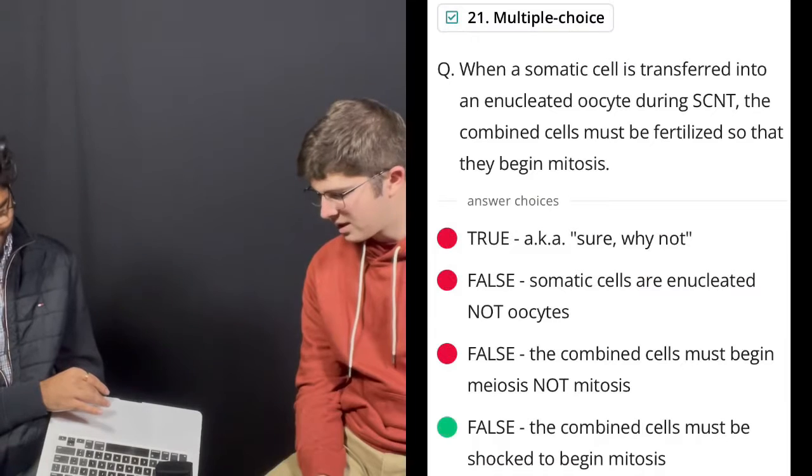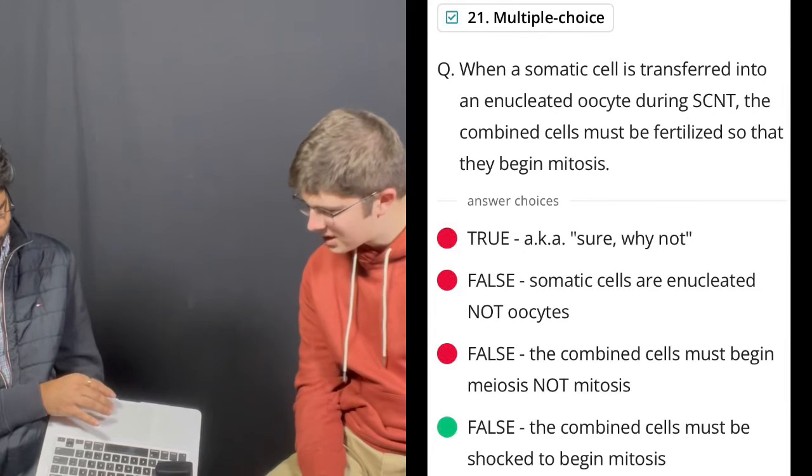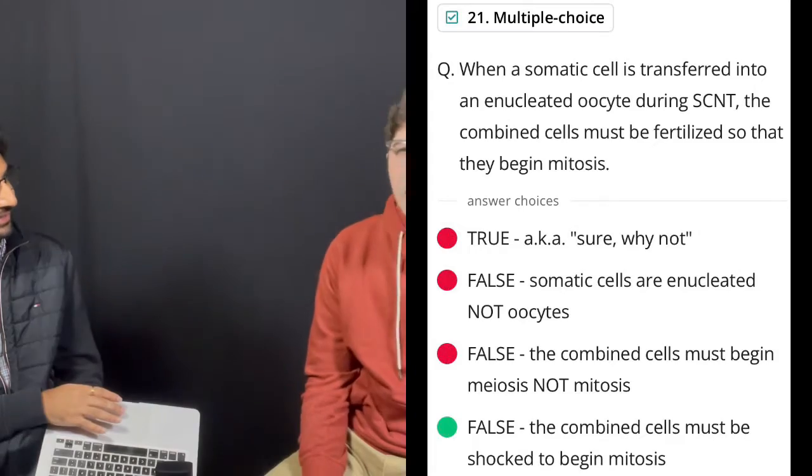It's D. So the combined cells must be shocked to begin mitosis. What does that mean? I don't know. I know that in the lab sometimes people use something called electroporation, where you shock the cells for a second and it opens the pores for long enough for some DNA that you want to introduce to sneak into the cell. Interesting. But I've never heard of shocking an oocyte into mitosis.